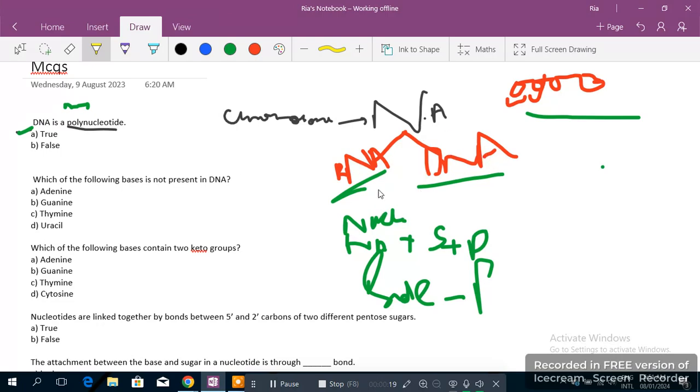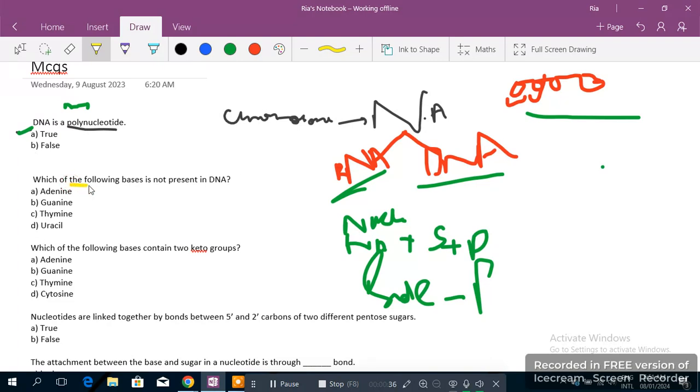RNA and DNA are made of nucleotides, because nucleotides are the monomers of nucleic acid, and they make a long chain. Poly means many, so a long chain would be known as a polynucleotide. And yes, that's true, DNA is a polynucleotide. So the right answer was 2.